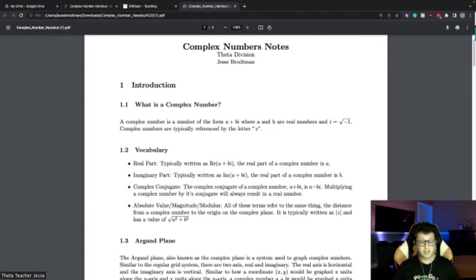And now we have the imaginary part, which, like how the real part is a, the imaginary part is basically the coefficient of i. But just know it does not include i. So if I ask you for the imaginary part of like 2 plus 3i, the answer would be 3, not 3i. Okay, are we good so far? Everyone good?